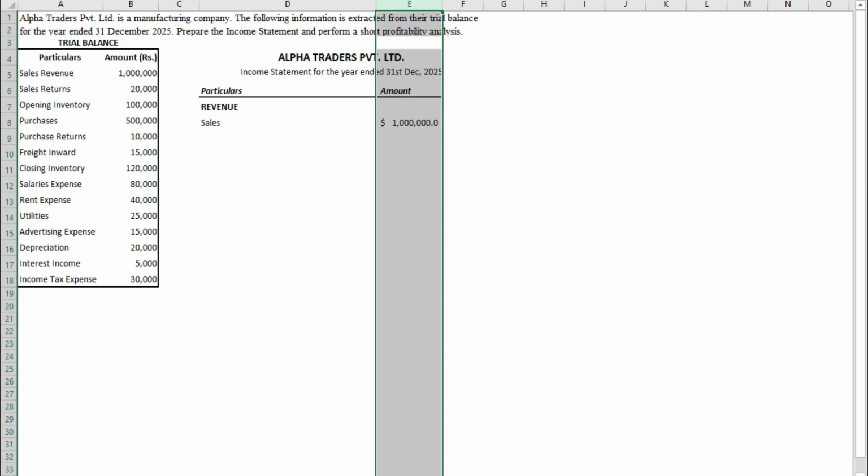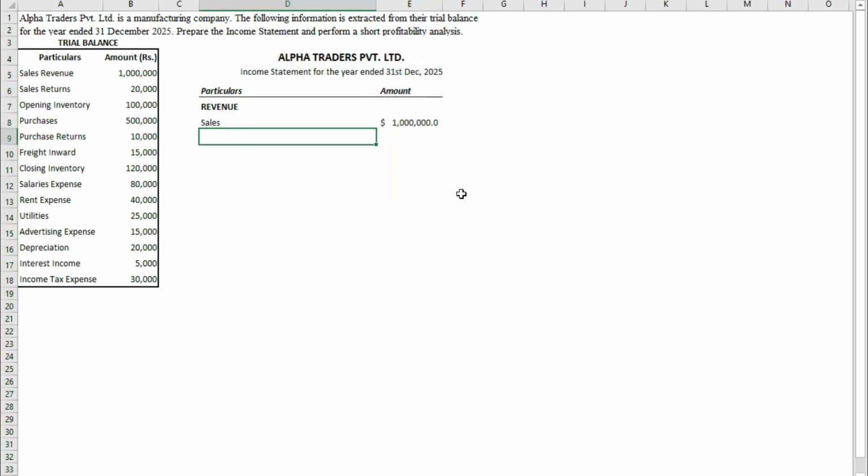Okay, sales, and now we have a sales return there. What does this sales return mean? These are the goods that customers have returned to us, and returns reduce our actual earnings, so we subtract them. So less the sales return. Okay, so we have sales return which is minus 20,000. So we have less the sales return, so now we will have the net sales.